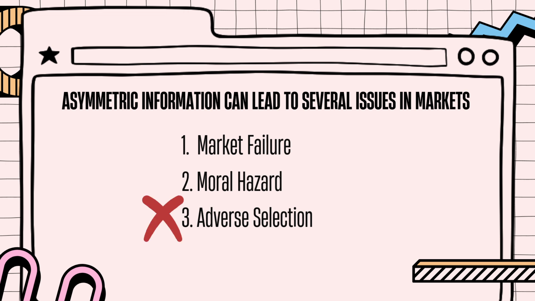And lastly, the adverse selection. It happens when one party uses their superior information to their advantage, and it often leads to a selection of poorer quality goods or higher risk individuals. For instance, in the insurance market, those who know that they are at higher risk are more likely to buy insurance, and it can lead to higher premiums for everyone.